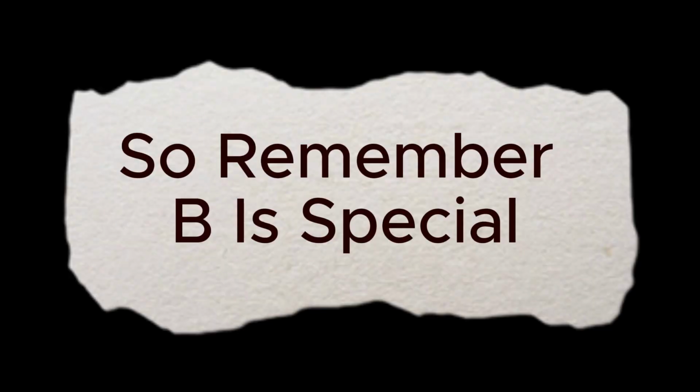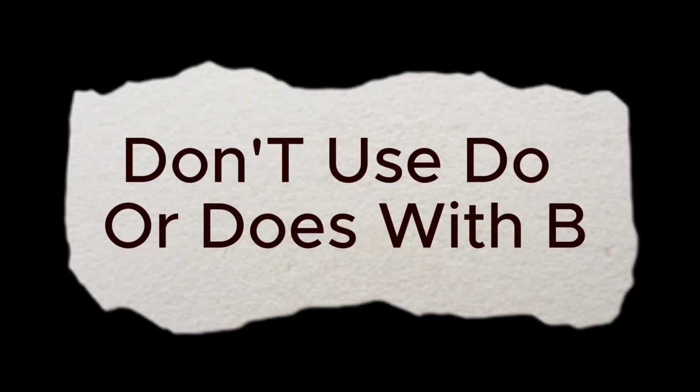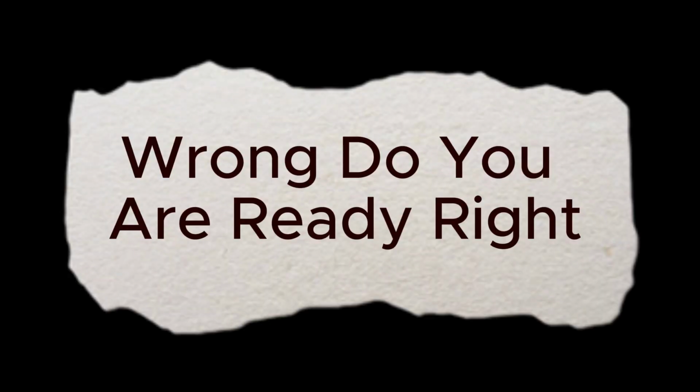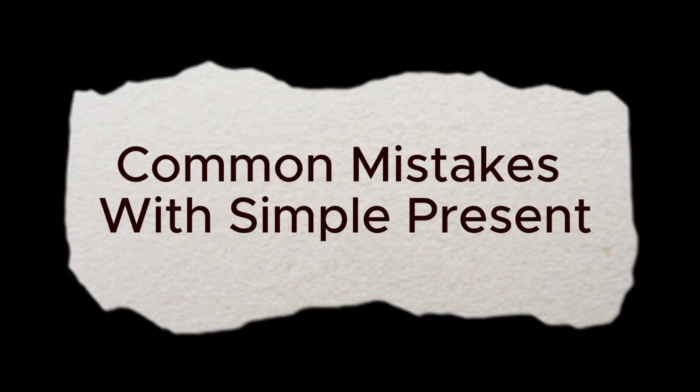Is he your brother? No, he isn't. So remember, be is special. Don't use do or does with be. Wrong: do you are ready? Right: are you ready? Wrong: he doesn't is here. Right: he isn't here.